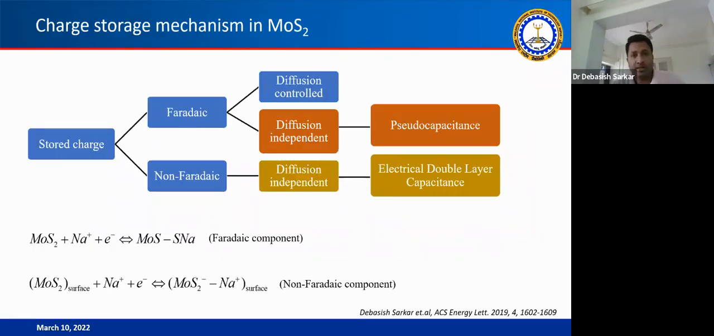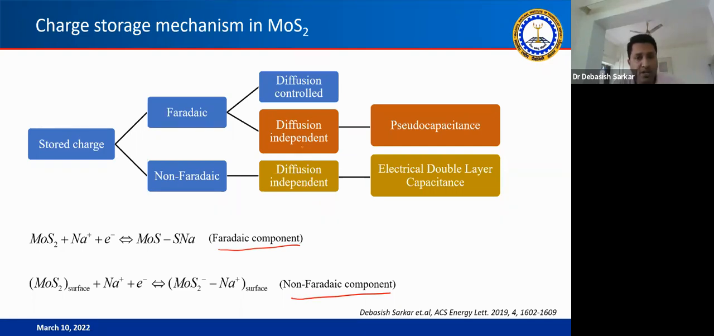Okay, then coming to the charge storage mechanism, because we are interested in how much charge is stored and what are the different processes governing the charge storage mechanism, or different processes happening within this MoS2. So we have already discussed that MoS2 stores charge through Faradaic reactions and non-Faradaic reactions. So how to actually differentiate these things and take out their individual contributions? Non-Faradaic diffusion independent process is electrical double layer.